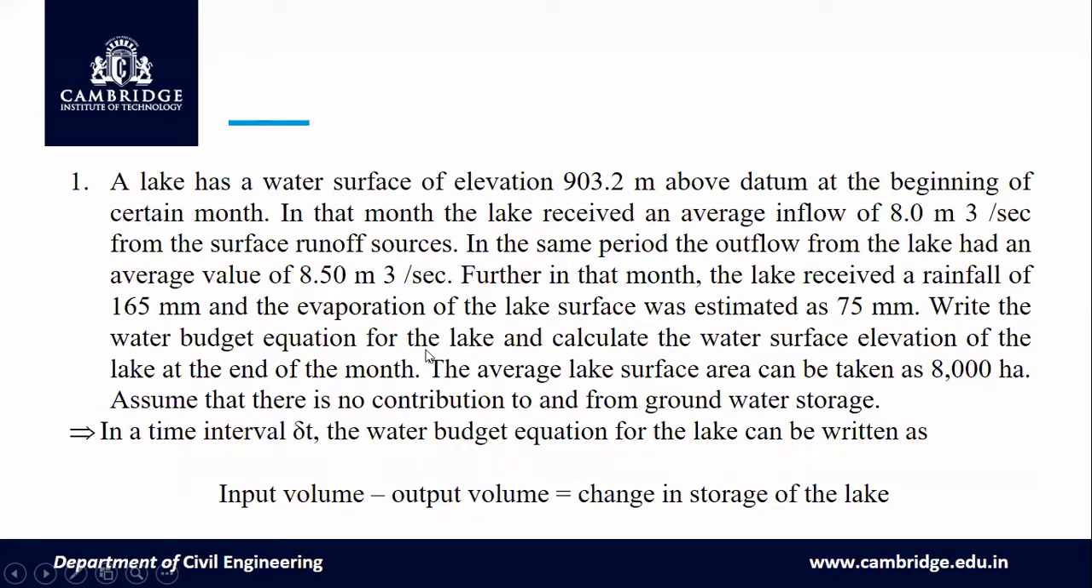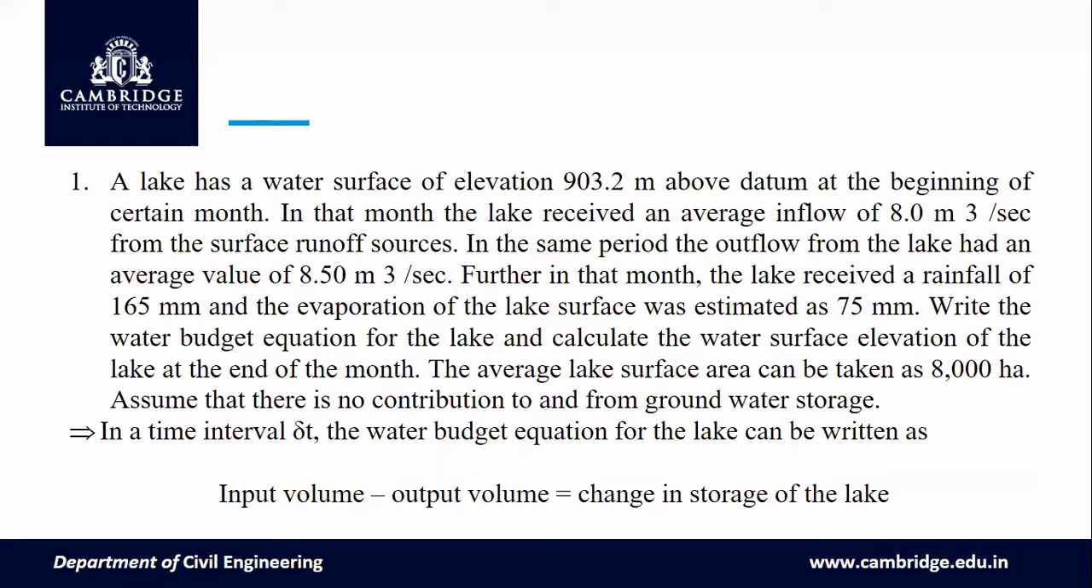Write the water budget equation for the lake and calculate the water surface elevation of the lake at the end of the month. The average lake surface area can be taken as 8,000 hectares. Assume that there is no contribution to and from groundwater storage. So this is the given problem.